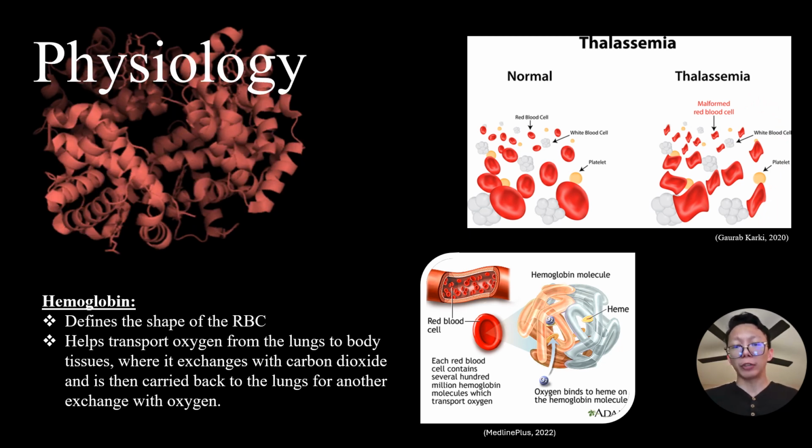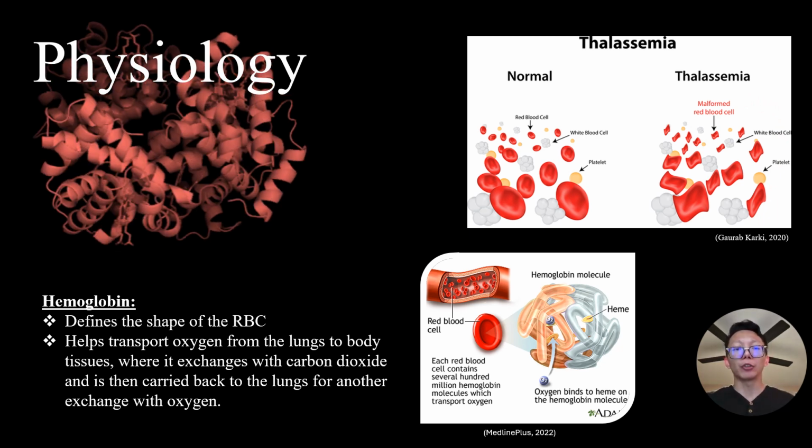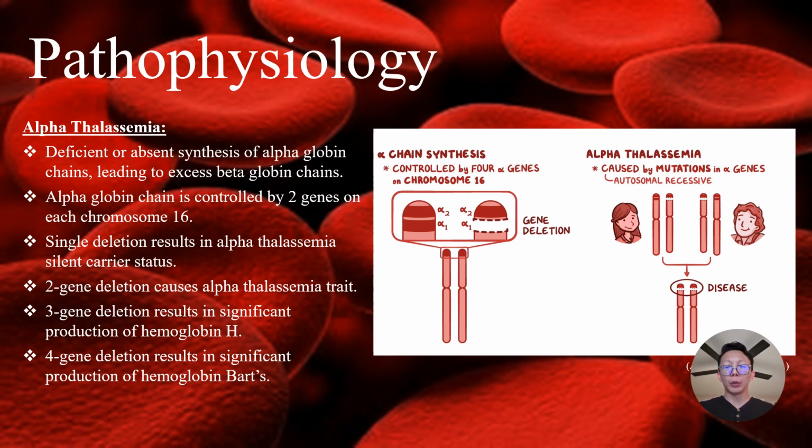usually normal in shape. Genetic mutation usually affects the production of alpha and beta globin chains, resulting in thalassemia. With thalassemia, it usually disrupts the balance of alpha and beta globin chains, mainly leading to abnormal hemoglobin formation and a decreased oxygen carrying capacity in the red blood cells. So let's go ahead and go over pathophysiology.